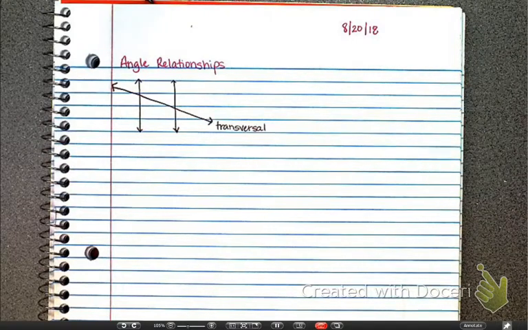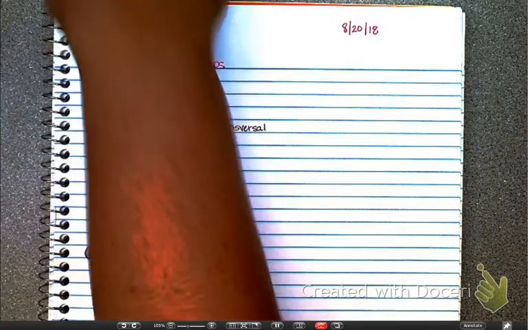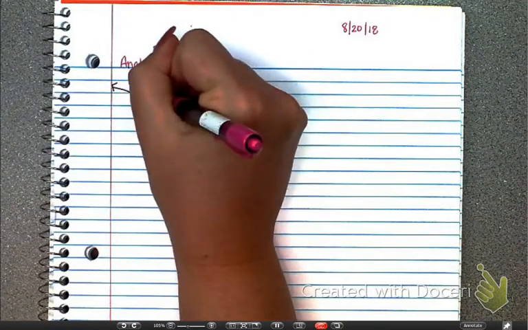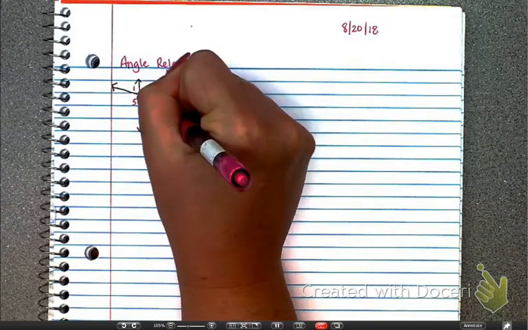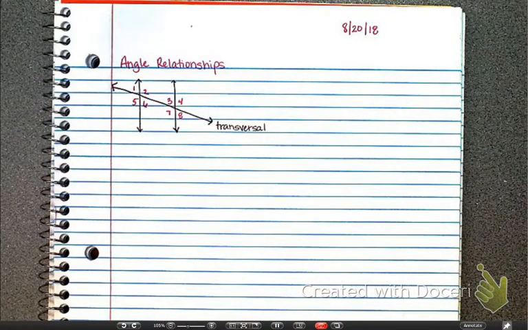Okay, so you have two parallel lines cut by a transversal, and different types of angles are formed. So real quick, we're going to label all these angles so we have an example. It's okay. We're just doing some of the basics.